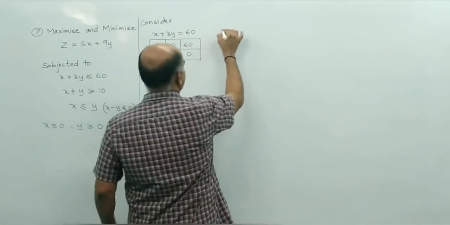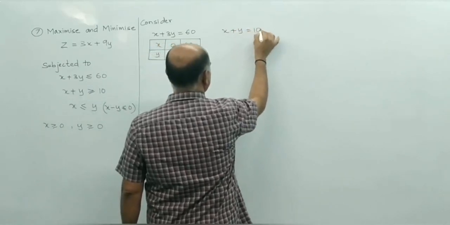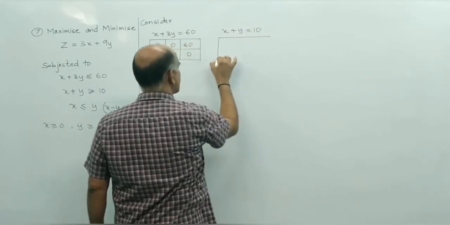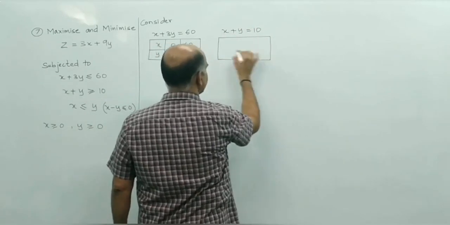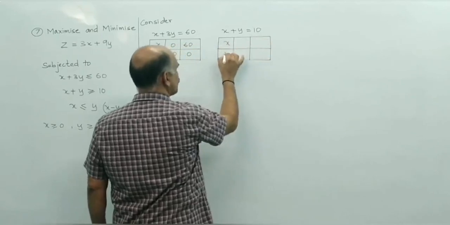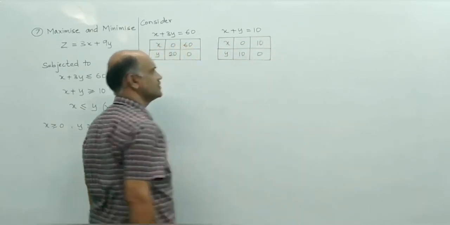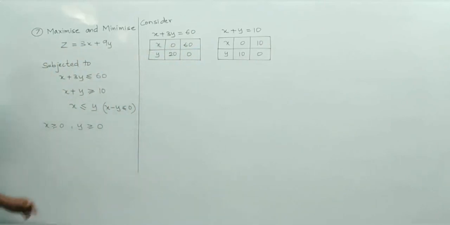Second equation, if I take x plus y is equal to 10. If I take x and y values, when x is 0, y is 10. When y is 0, x is 10.